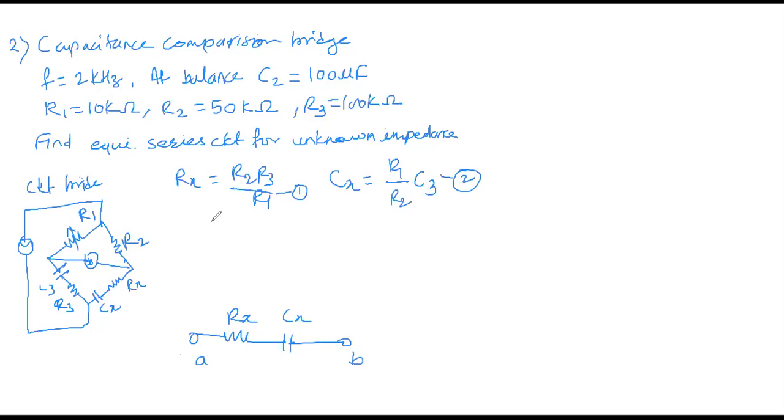So tell me the value after calculation. What is Rx and what is Cx? Do fast. Rx is R2 multiplied by R3 divided by R1. R2 is how much? R2 is 50K. R3 is 100K. So 50K multiplied by 100K divided by R1. R1 is 10K.